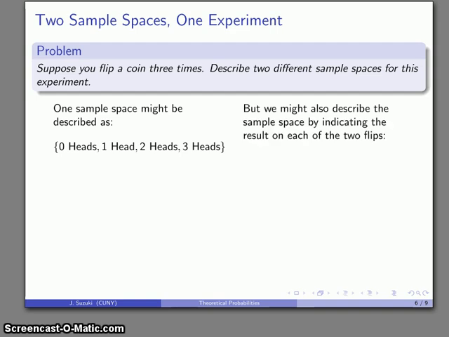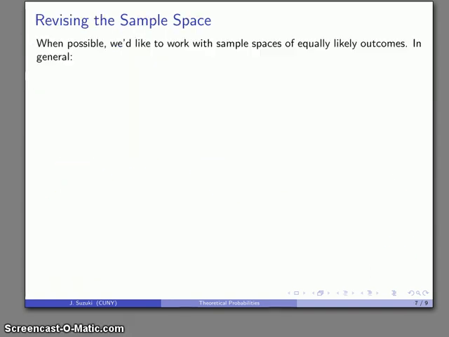But it's also possible to describe the sample space by indicating the results on each of the three flips. So maybe my three flips are heads, then heads, then heads, or maybe heads, heads, tails, or heads, tails, heads, or tails, heads, heads, or maybe it's going to be heads, tails, tails, tails, heads, tails, tails, tails, heads. So there's a second possible description of the sample space. The same experiment, I am still flipping a coin three times, but I have two different ways of describing the sample space. Now, for a variety of reasons, it's actually really convenient to be able to work with sample spaces that consist of equally likely outcomes.